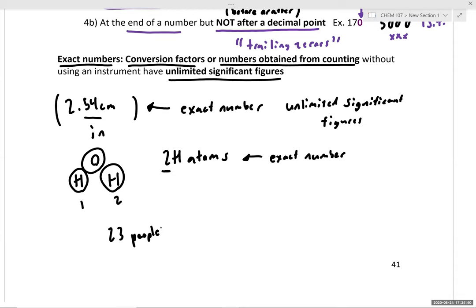Does this make sense to everyone so far? Is everyone comfortable with these rules so far? What do you mean by unlimited significant figures?